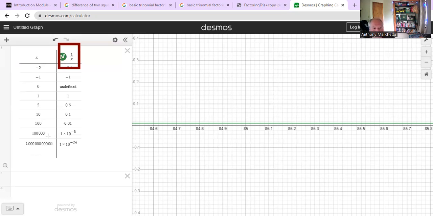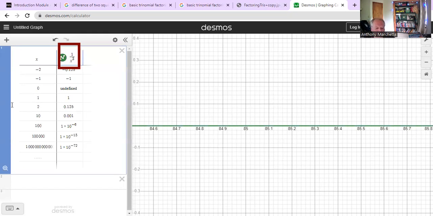In fact, let's take a look at what that looks like. Here, I'll make it say x to the third. Look how much quicker it's getting to 0. 72 I have down here.